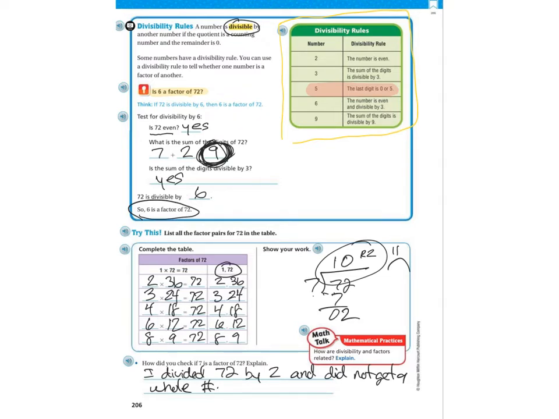How did you check to see if 7 is a factor? Just tell me what you did. I divided 72 by 7 and did not get a whole number. And that's how you know it's not a factor. All right, let's do a little practice here. And what I'm going to do is I'm going to do my magic again. And let's go over to our last page.